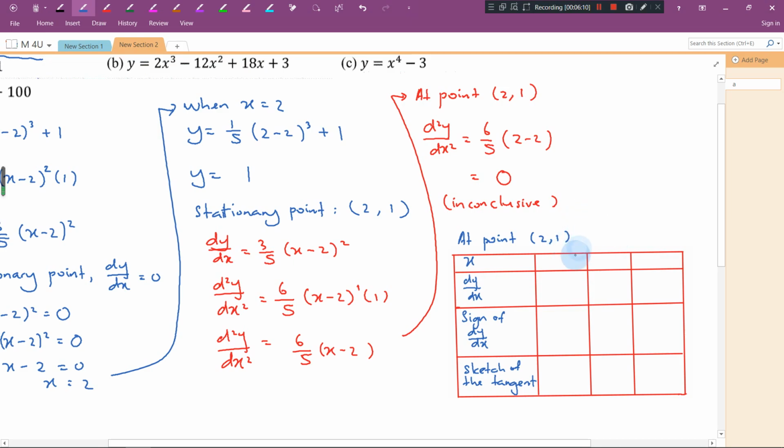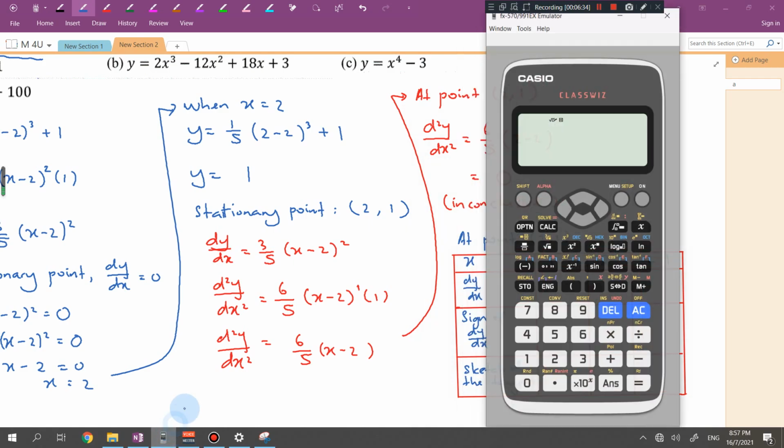Okay, so this is 2, right? We take the x coordinate to test, 2 here. And a number slightly smaller than this 2. How about we choose 1.9? And a number slightly larger than this 2. Okay, we take 2.1. So next, we want to find the value of dy by dx.